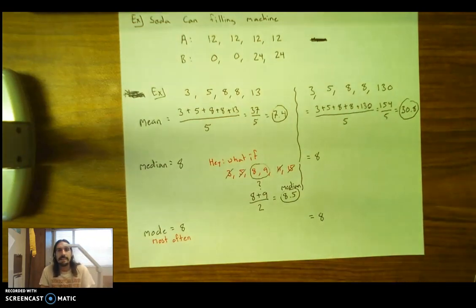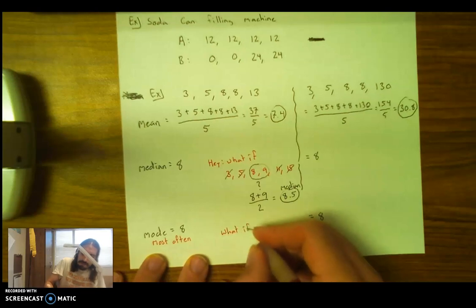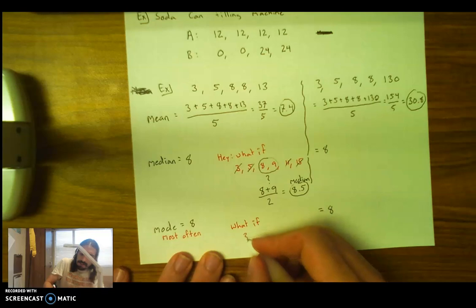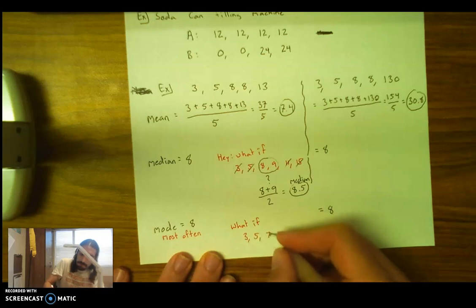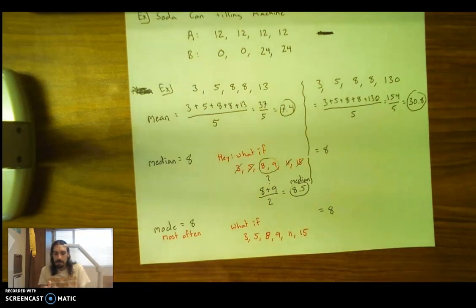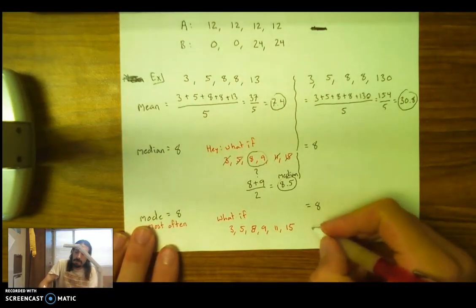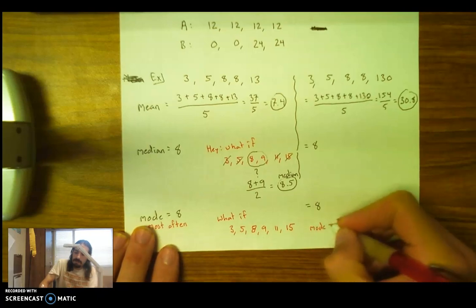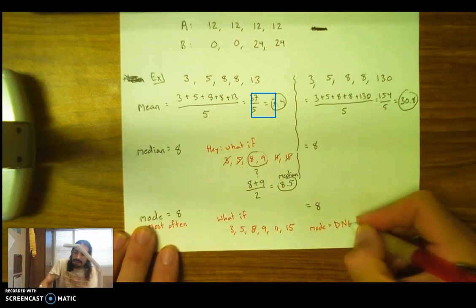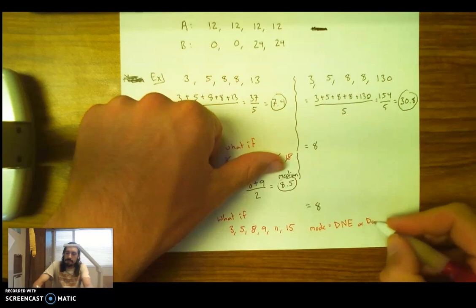Now, if you had a data set that did not have a number that appears more than once, I'm going to go for another what if, and I'm going to copy that same data set right there: 3, 5, 7, 8, 9, 11, 15. You'll notice this data set does not have any numbers that repeat. So in this data set right here, my mode would just be DNE, or does not exist.